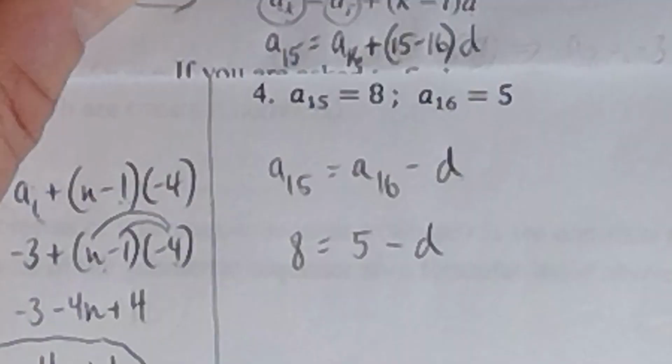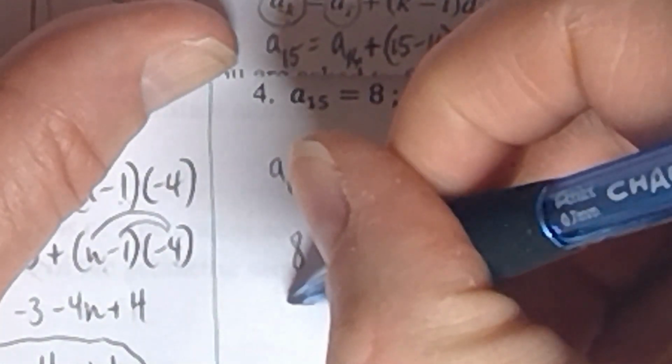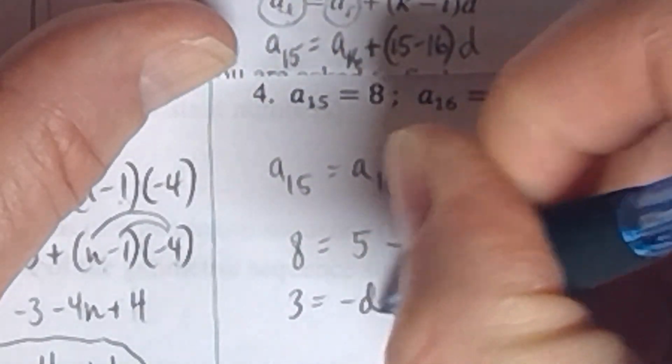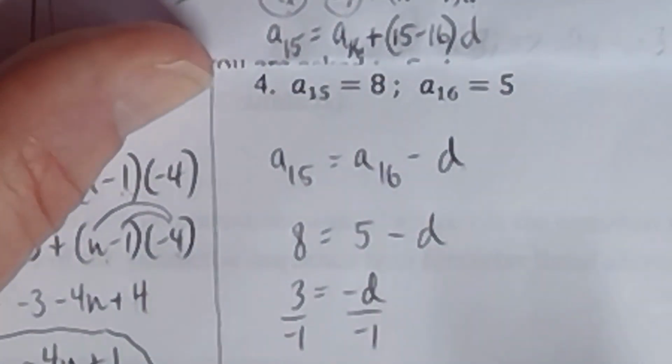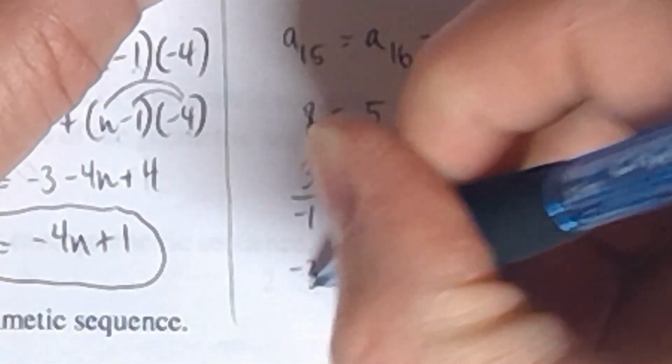What do we get for d? If I move over the 5, I get negative d equal to 3. And then if I divide out, I get d is equal to negative 3, right?